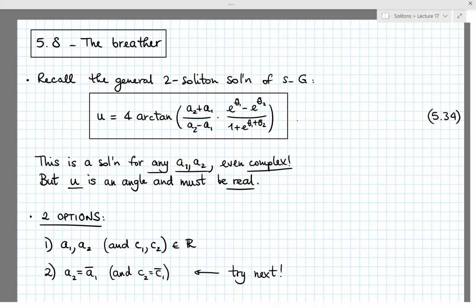A comment: to be precise, we can also shift the integration constants C1 and C2 by an integer multiple of pi times i. And this has the effect of permuting the two solitons if the integer is odd, or has no effect if the integer is even. So anyway, since that is just a relabeling, we're not going to consider this next.